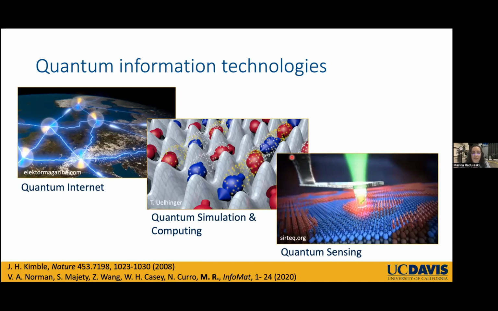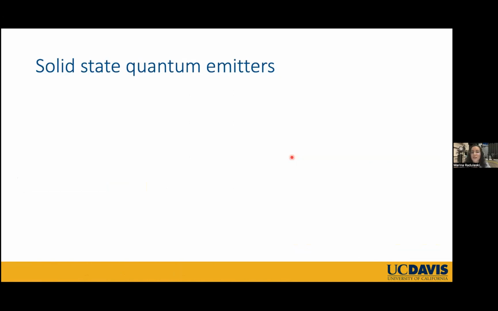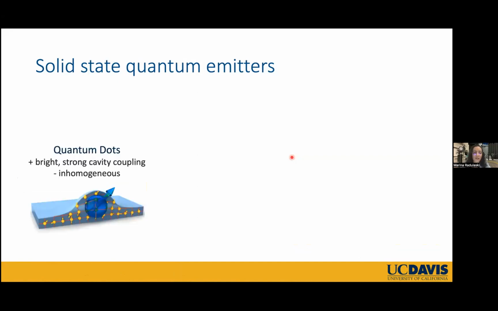Now, if we want to bring these devices on chip in a scalable way, we need to work with quantum emitters. Quantum emitters are basically quasi-atoms in solid state. Historically, our field worked a lot with quantum dots, which have been used to demonstrate a lot of important effects in the interaction of quantum emitters and cavities or other photonic devices, which are applicable to quantum communication, quantum computing, and other applications.